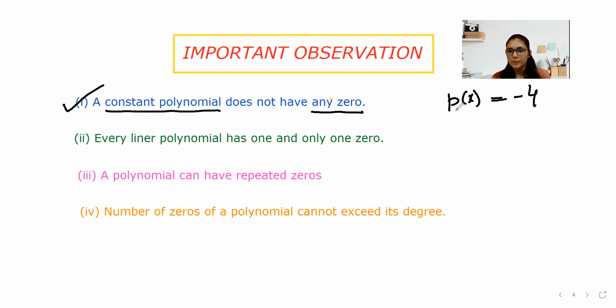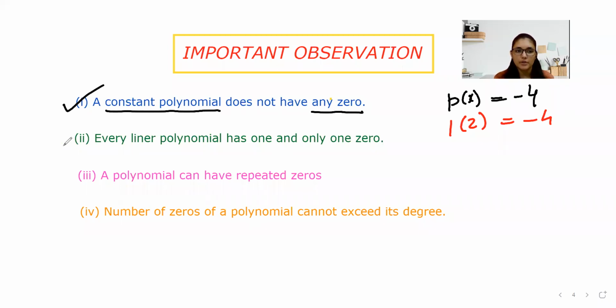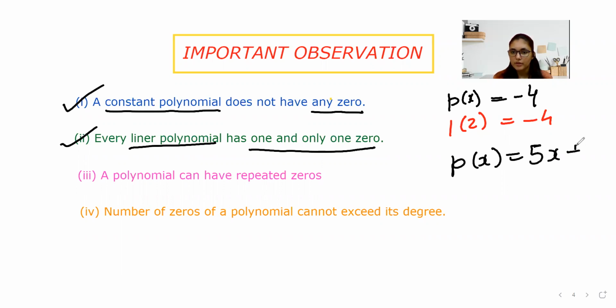You can see here, if you calculate the value of this polynomial at x equals 2, then also you will get -4. So it's a constant value. So a constant polynomial does not have any zeros. This is our first observation. Now, second observation: every linear polynomial has one and only one zero. Linear polynomial means a polynomial of this type, like if P(x) is 5x plus 4. This is our linear polynomial.